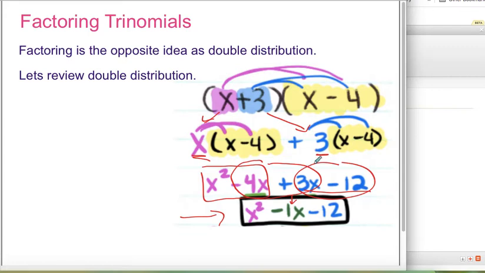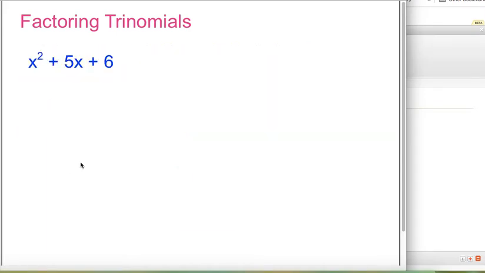Then the final step is going to be to take those pieces that are out front, those GCFs, and write them as a single binomial, and then to write the expression that is beside each as your second binomial, and then you'll have a factored trinomial. So it's really just the opposite of double distribution to work these out. So let's look at some examples where we're factoring.